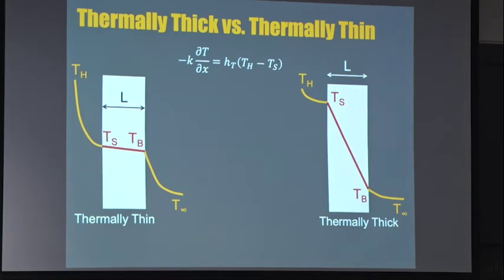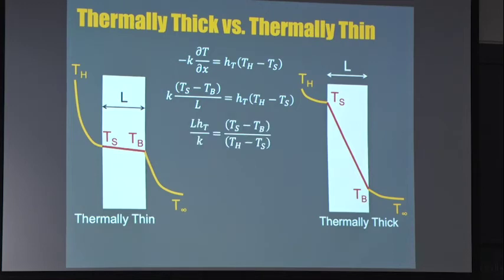So if I linearize the whole problem and scale it down, effectively this becomes TS minus TB, hot minus cold, divided by L, the thickness, times the thermal conductivity is equal to this. And then I rearrange the terms, and I bring this temperature difference here, and multiply the L here and divide by K. So here is this non-dimensional parameter, and here's this non-dimensional temperature. Okay? So what is a thermally thin material?